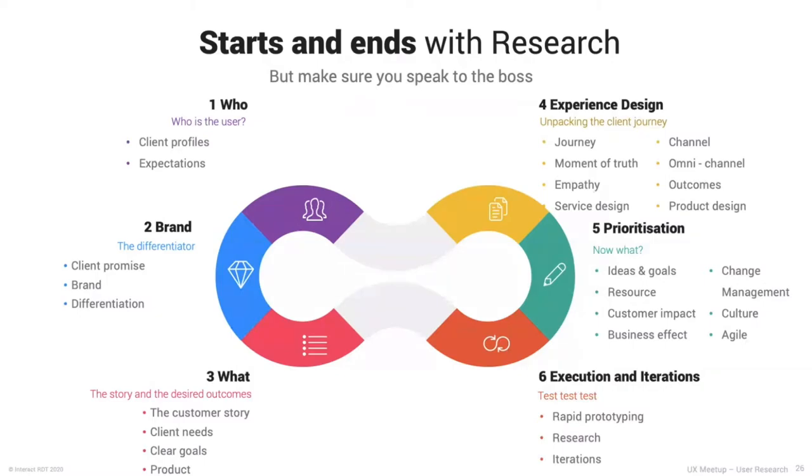So this is just an example of a design process, and it doesn't have to be a digital design process, but you'd go through it and you would identify as you go through who the user is, the brand, the what, the design, the prioritization, the execution, or whatever your process is. Where does research fit in? Where do we need it? And what is its role and what does it need to do for us? And I think that's why I say there's a difference between proactive user research and reactive user research.